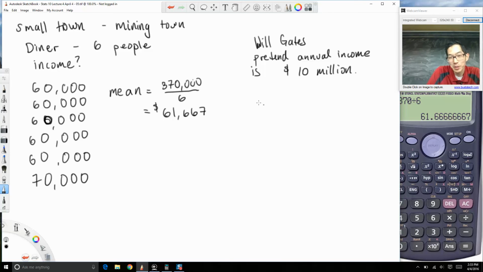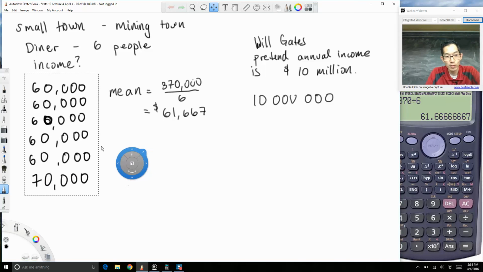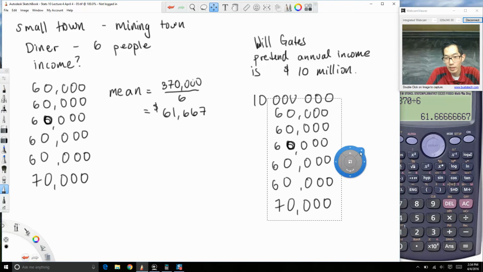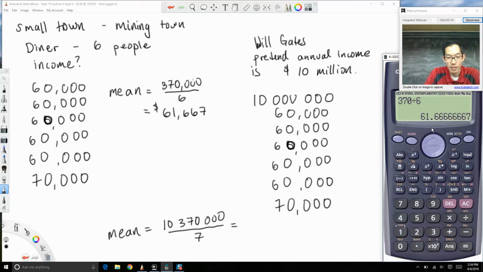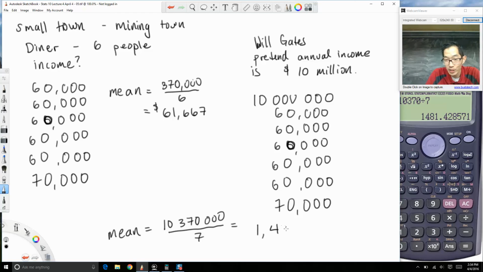He makes 10 million. So what's the average? We've got $10 million, and I don't want to write all these numbers down, so I'm going to draw a box and copy these over. What's the average? The mean here is now going to be, we add all of these up, 10,370,000 divided by 7. So 10,370 divided by 7. The average here is now 1.4 million.